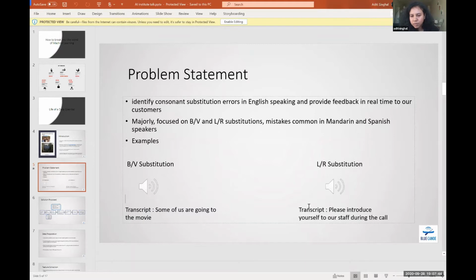And here is a example of L to R substitution. Please introduce yourself to our staff during the call.